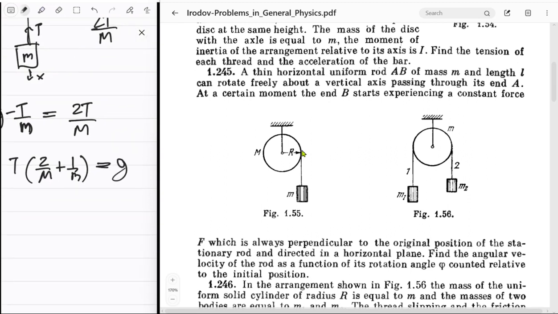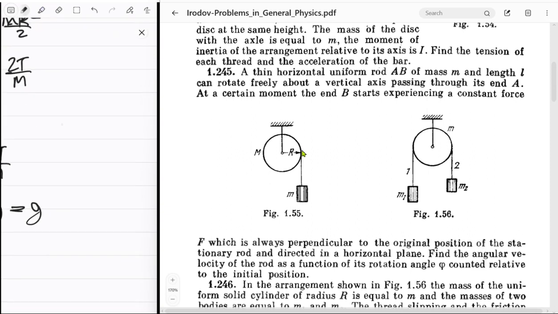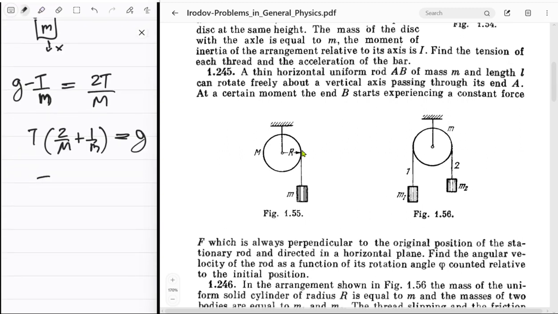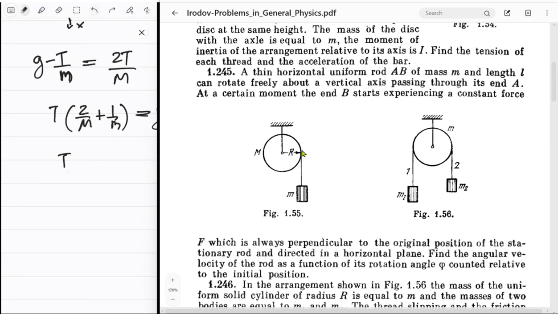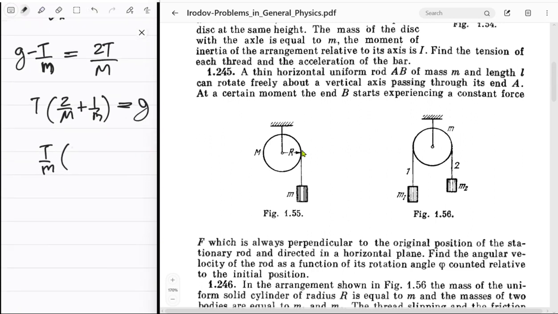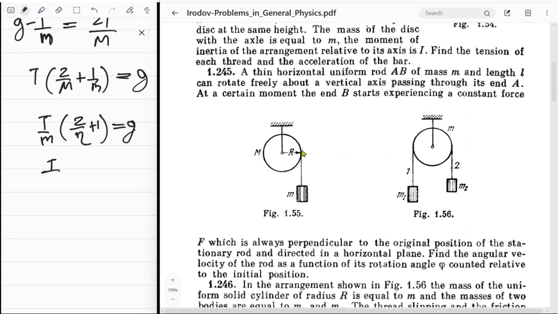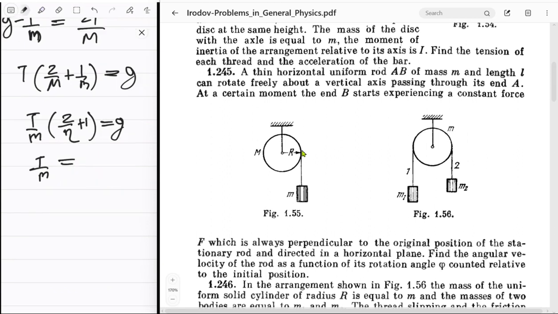Okay, this is not that. We could do this thing. We can just say that capital M is equal to eta times small m, right? And then it's gonna become better. So T upon small m, and then you got 2 upon eta, all that stuff, right? So 2 upon eta plus 1 is equal to g. So you got T upon small m is 2 plus eta upon eta. T upon m is just equal to eta upon 2 plus eta times g.